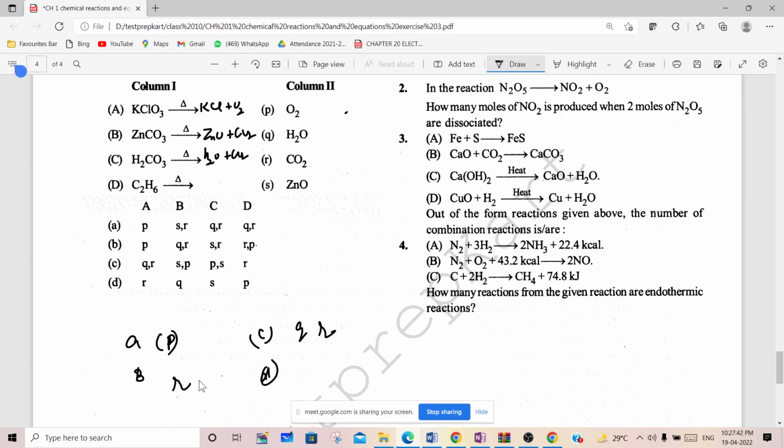Yes. And this will give you carbon dioxide and water. Means Q and R. It's the first one. Got it now? You should know only the products of the reactions. Then only you can do it. Yes or no?